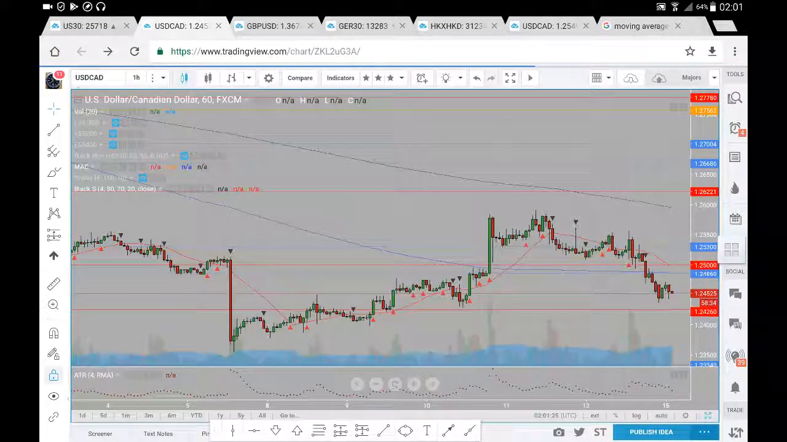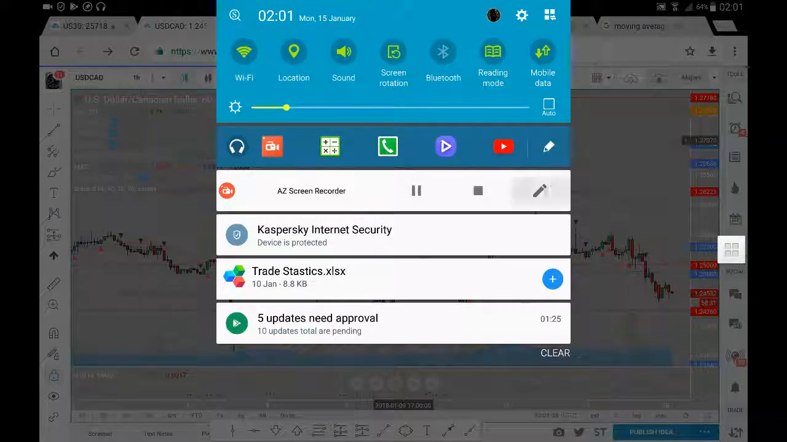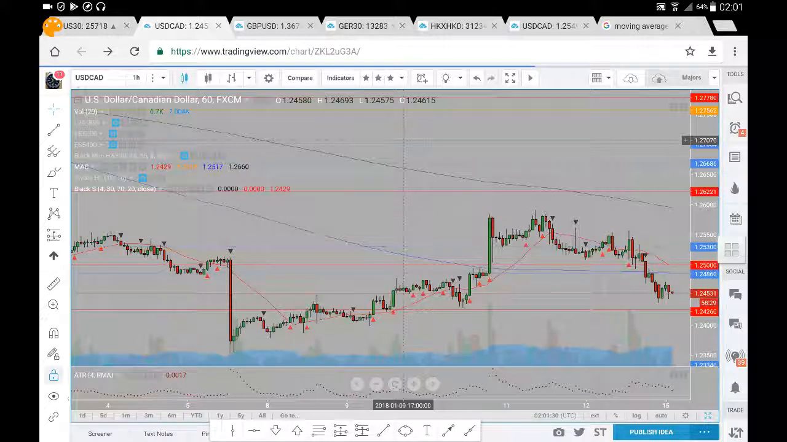So this is USDCAD analysis for Monday the 15th of January. Now let's have a look at our prices. So we saw this very strong bearish candle. We've had the recovery, upside continuation invalidating this candle. We've had a pullback.